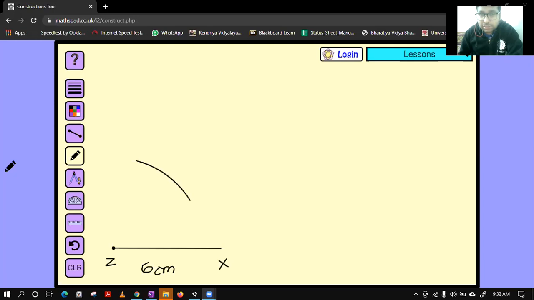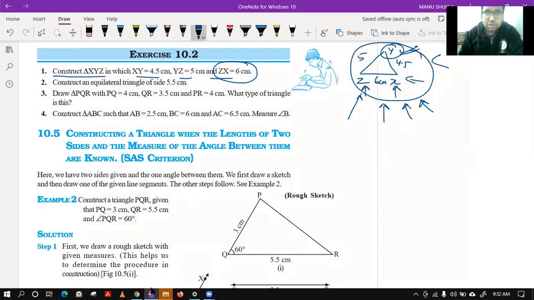So class, this is the arc that we have taken from Z. Our point Y is lying somewhere on this arc. Now the question is how to find the fixed position of point Y. For that, we need to cut one more arc. For that, what is given to us? Given to us is XY equal to 4.5 centimeter.